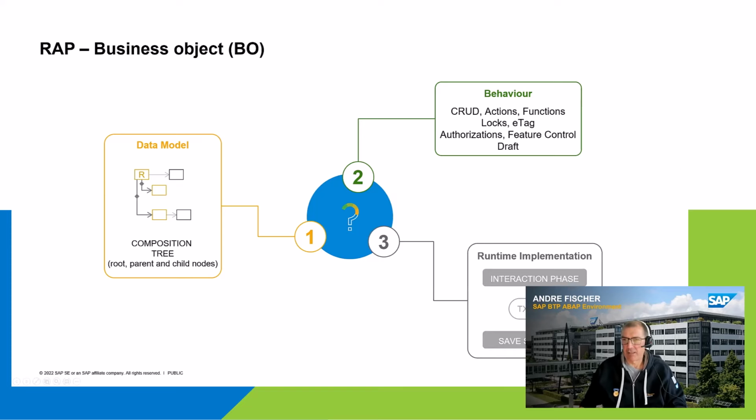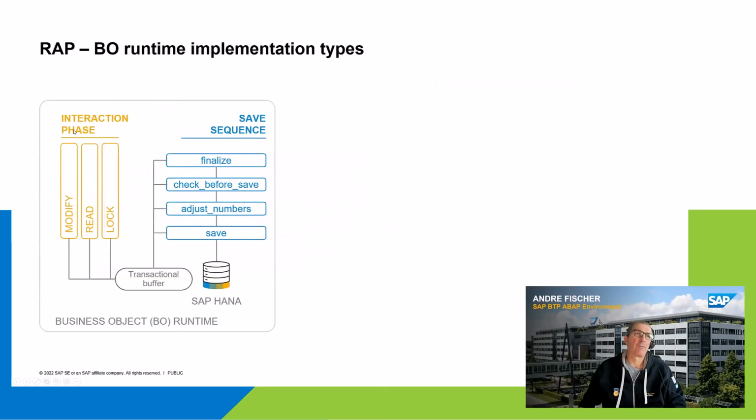And this is then our runtime implementation, and there we distinguish between the interaction phase and the save sequence. So if I work in the UI, I enter certain data, and before I really press the create button, which would then save the data, something is maybe modified. So I'm changing a field, and then these methods are called. And in the save sequence, this is when I press the create button, certain methods are run.